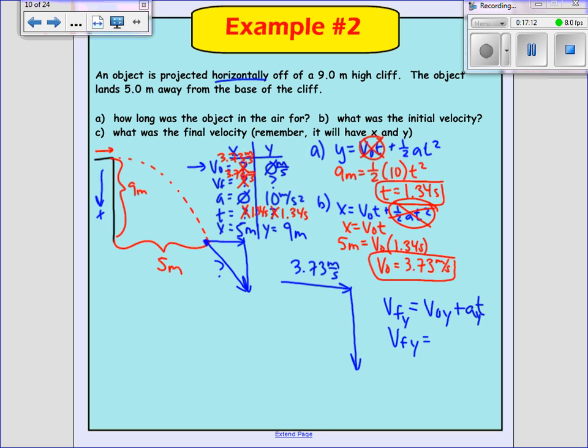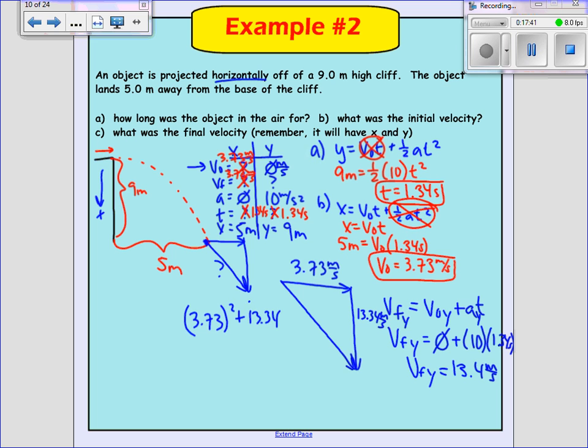Final velocity in the y is going to be equal to 0 plus the acceleration of gravity, which is 10, times the time that I know is 1.34 seconds. That gets me my final velocity in the y direction is 13.4 meters per second. So that's what goes right here. So now I know the A and the B. I need to find the C, once again using the Pythagorean theorem. 3.73 squared plus 13.4 squared equals C squared. I'm sorry, this should not be 13.34, this should be 13.4. If I do the Pythagorean theorem, I end up getting for my final velocity approximately 13.9 meters per second.